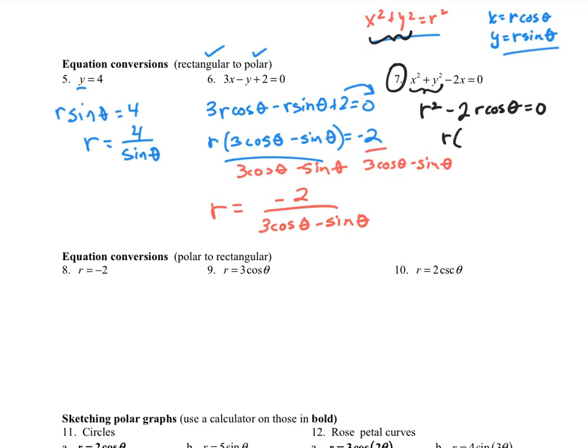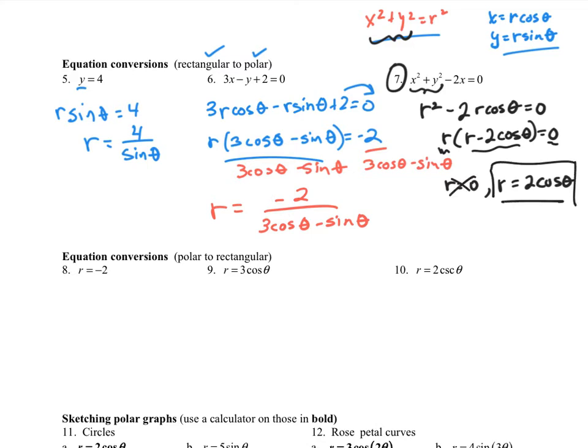Now this has an r in both of these, so r times (r minus 2 cosine theta) is equal to 0. So I have two situations. Either this is equal to 0 or this is equal to 0. So r equals 0, or r is equal to 2 cosine theta. R equal to 0 is not going to be counted for us, so this would be the equation that you'd end up with. And sure enough, this is an equation of a circle, and this is an equation of a circle. And if you remember, this is what that circle looks like.